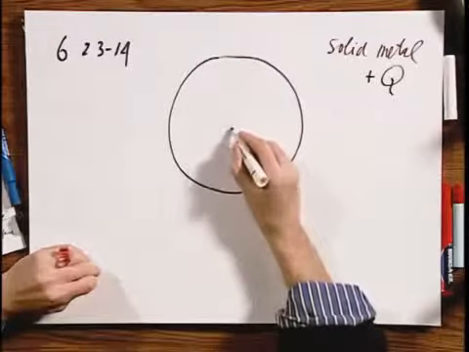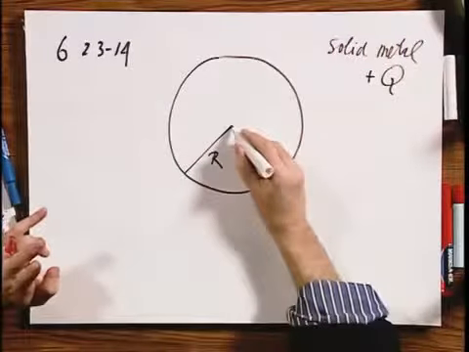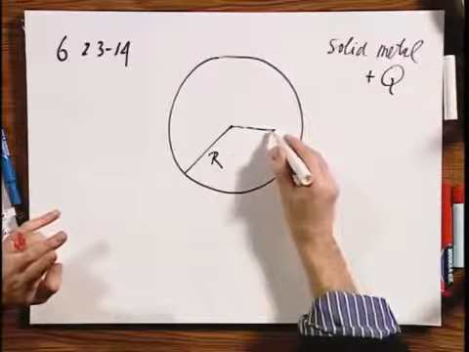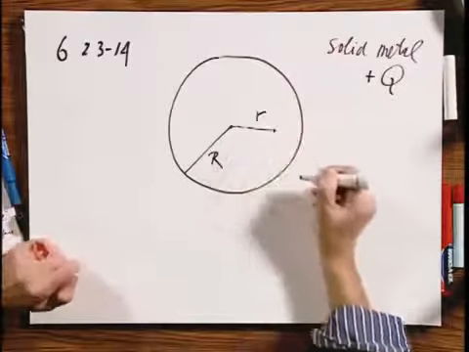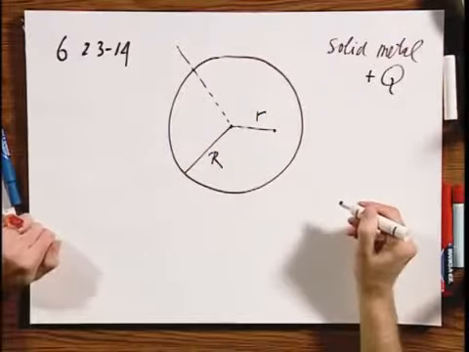And you're being asked, if the sphere has a radius capital R, what the electric field inside the sphere is, radius little r, and what it is outside the sphere.